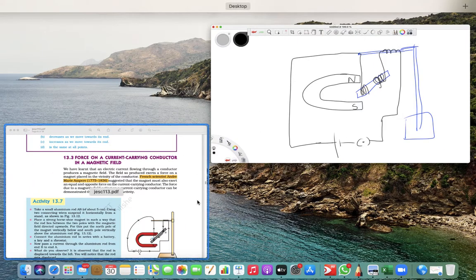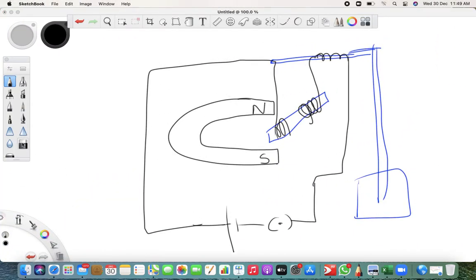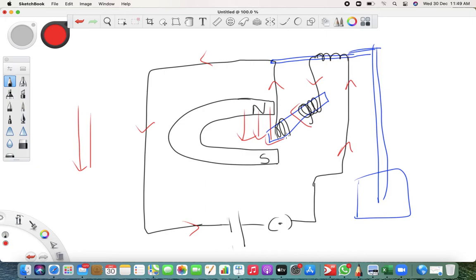So what is the direction of current here? In our book they have mentioned it, so we'll put it like this. The current goes from positive to negative, so it goes like this. Now see, the magnetic field is in this downward direction, and the wire is kept like this, so the current is going in this direction.